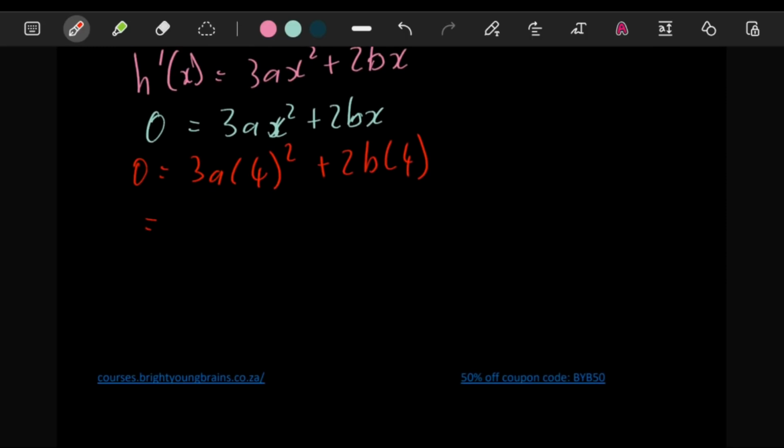16 times 3 is, I don't know, 48. Hey, don't do this mental math thing, okay? Leave the mental math alone. You're going to get hit, but it is 48. So it's 48a here. And 2 times 4 is 8, so this is 8b. So we have an equation in terms of a and b.